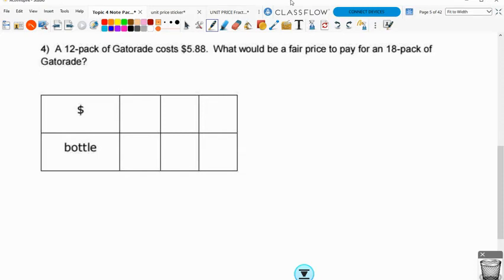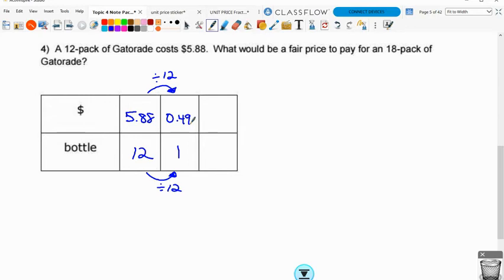So we're going to start in our ratio table by filling in what they told us. It costs $5.88 for a 12-pack of Gatorade. In order to figure out the unit price first, I need to know how much just 1 bottle of Gatorade is going to cost. So to go from 12 bottles to just 1 bottle, I'm going to divide by 12, which means I need to do the same thing to my price, $5.88 divided by 12. And if I punch that into my calculator, I get a decimal of 49 hundredths, which means that the unit price is 49 cents per bottle.